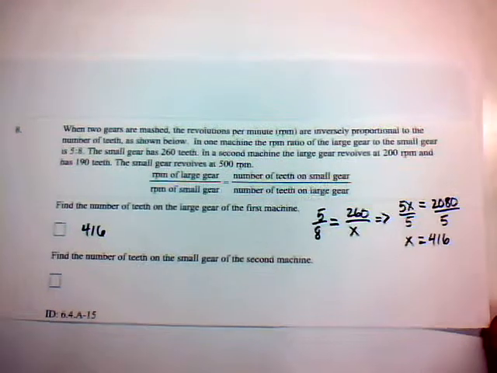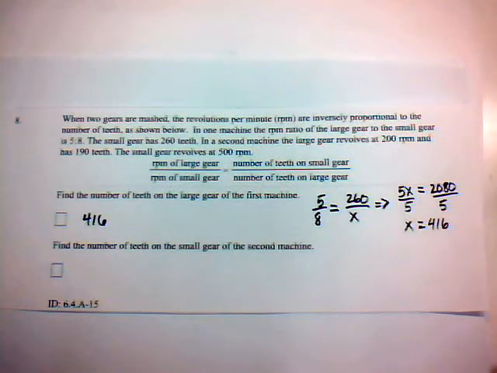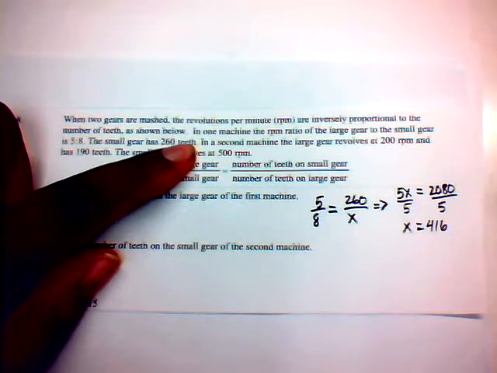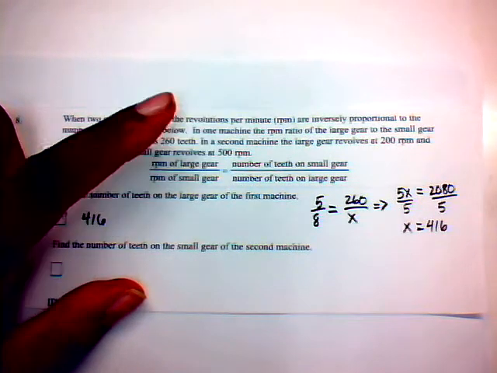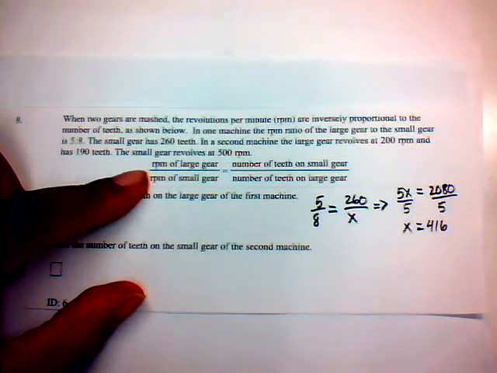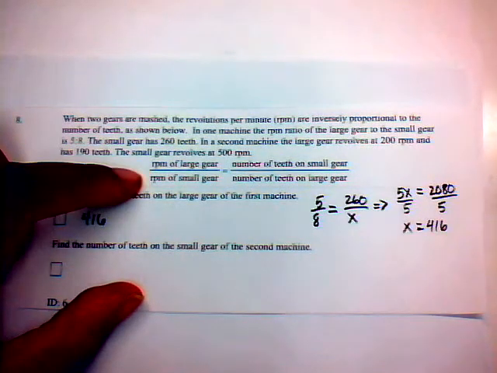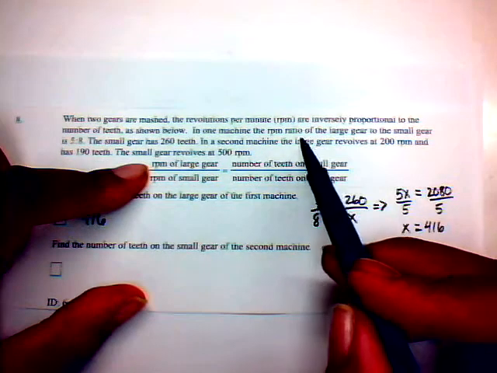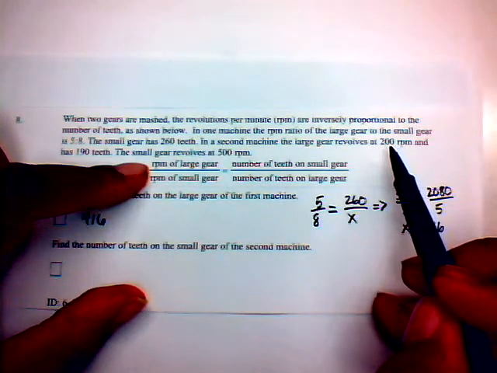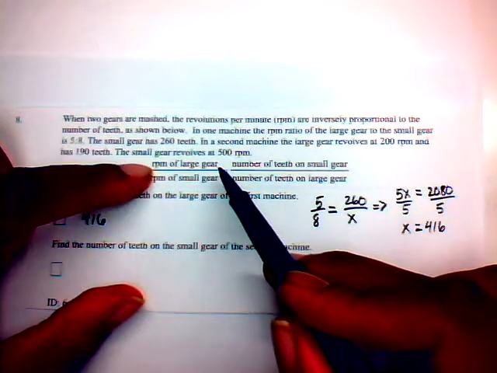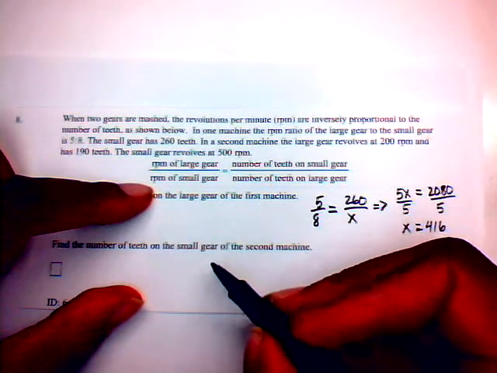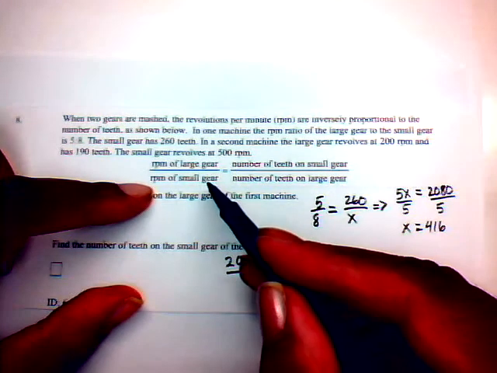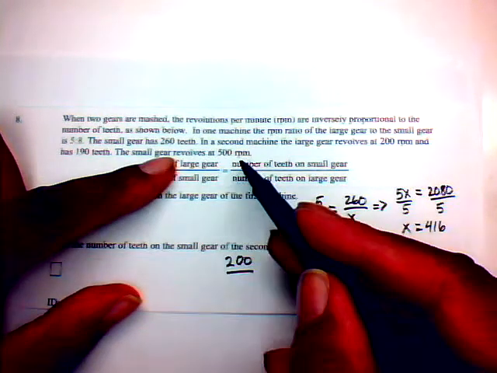Now the second part of the answer is finding the number of teeth on the small gear in the second machine. Okay, let's look at what's given to us in the second machine. The large gear revolves at 200 RPM and has 190 teeth. The small gear revolves at 500 RPM. The large gear revolves at 200 RPM. That's the revolutions per minute for the large gear to the revolutions per minute on the small gear. That's 200 over the revolutions per minute on the small gear. That's 500.